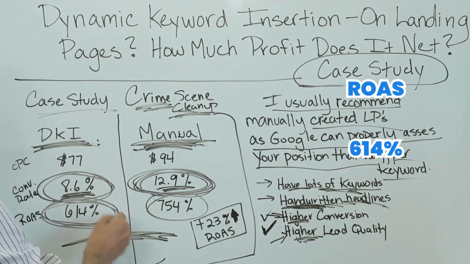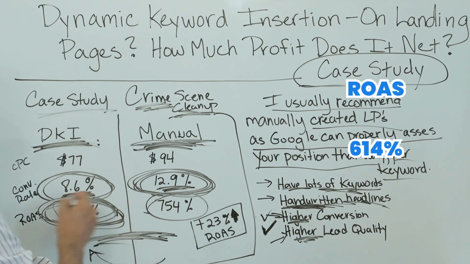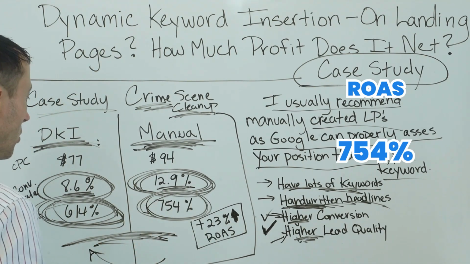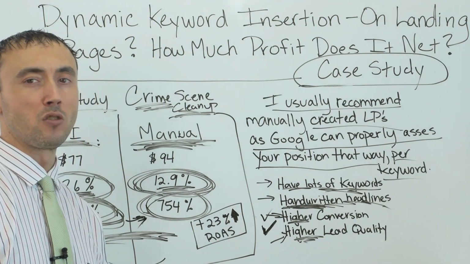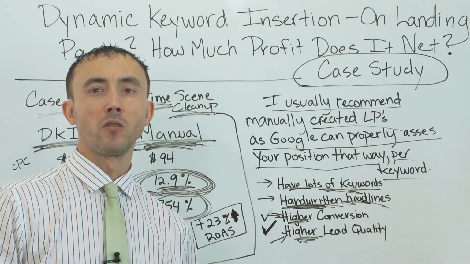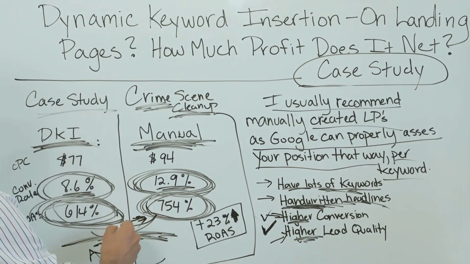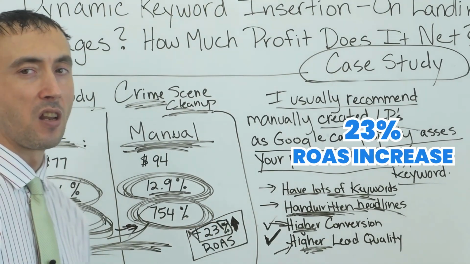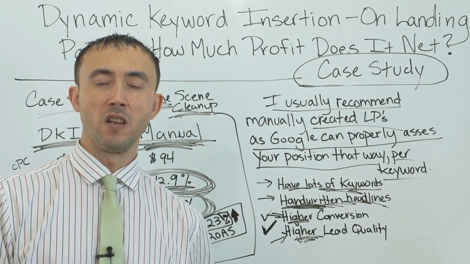We went from a 614% ROAS on the campaign the client was running before to a 754% ROAS. And this was just after 6 months. This actually was going to keep going, but this was just after 6 months' time. I don't usually like to quote how much of a lift we got 3 years down the road, because a lot of you don't want to think that long term. In 6 months we got an increase that ultimately equals a 23% increase in ROAS, switching from dynamic keyword insertion headlines to manually written headlines.